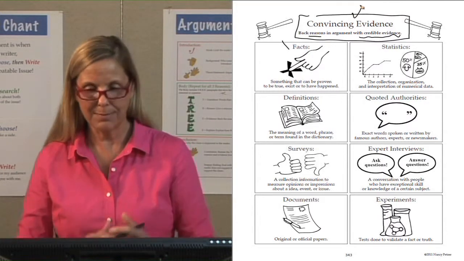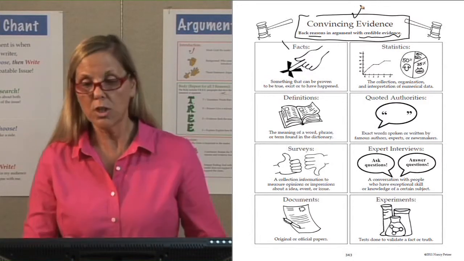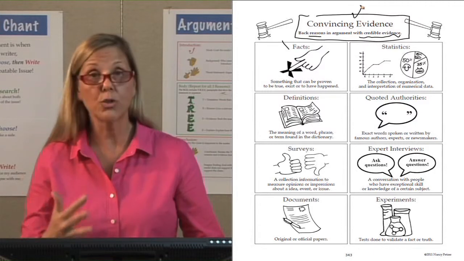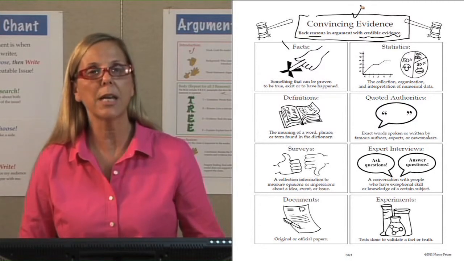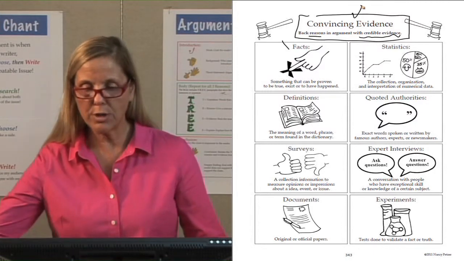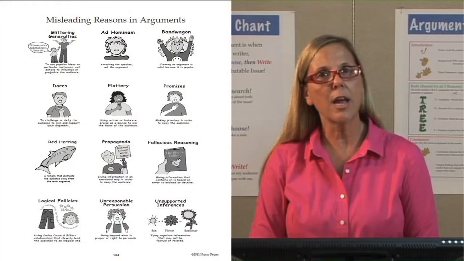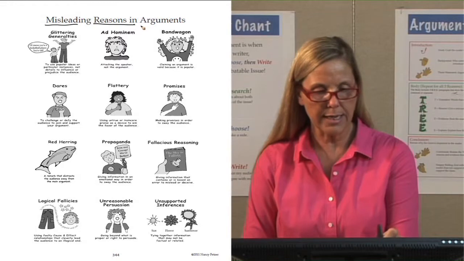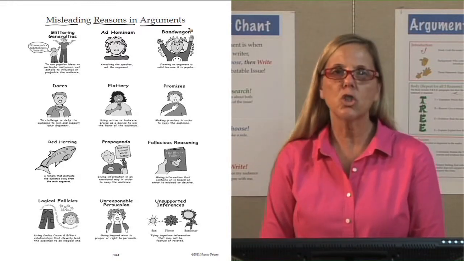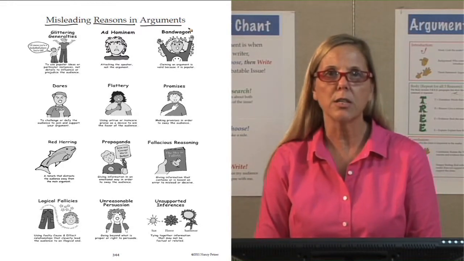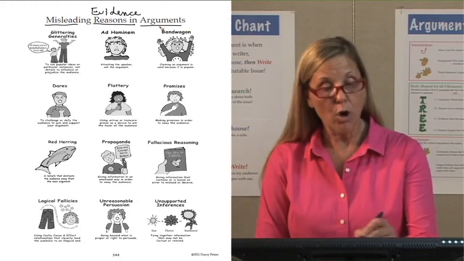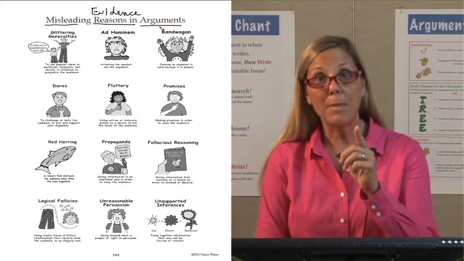in their arguments. It's more of a reference sheet just to identify what is a quoted authority, a definition, a survey, just to know what those types of evidence are. Let's go to the next page. The next page is another chart, and this is misleading reasons in arguments. When students are providing a reason to back up their argument, sometimes that reason and or evidence that they're backing up their argument with may be misleading.